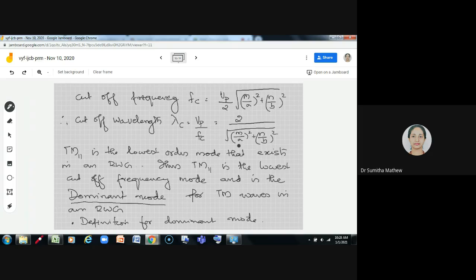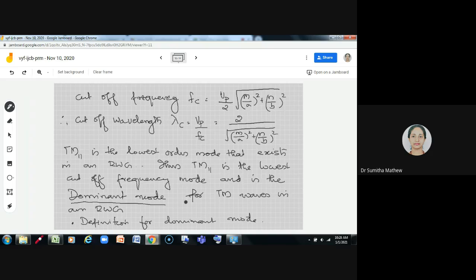And for this mode, if you want to calculate the cutoff frequency, that is m equal to 1 and n equal to 1. You give m equal to 1, n equal to 1. What becomes Fc? Fc is equal to Vp by 2 into root of (1 by a) plus (1 by b) whole square. So that value will be the smallest one, because the smallest values that we can give for m and n will be 1 and 1. So all values are higher than that. That means Fc will have a higher value for all higher order modes. So 1,1 is the lowest order mode that exists.